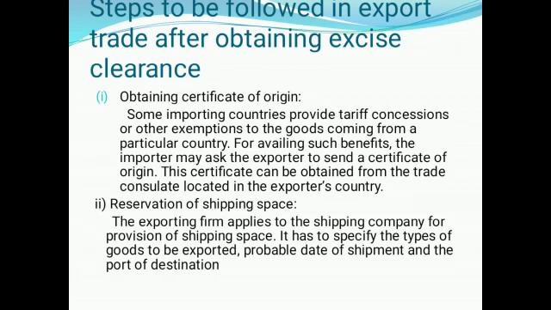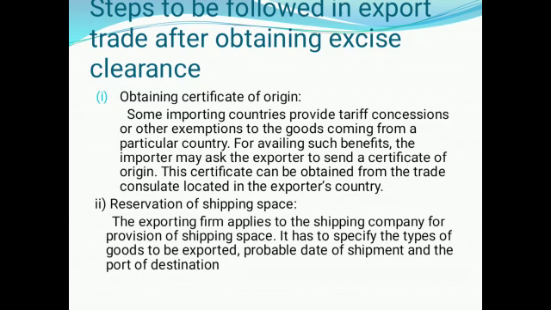Steps to be followed in export trade after obtaining excise clearance. After getting the export permission, we have to go for excise clearance. Then there are further processes which we have to study. In that, the first one is obtaining a certificate of origin. Some importing countries provide tariff concessions or other exemptions to goods coming from a particular country. To avail such benefits, the importers may ask the exporters to send a certificate of origin. The certificate can be obtained from a trade consultant located in the exporter's country.